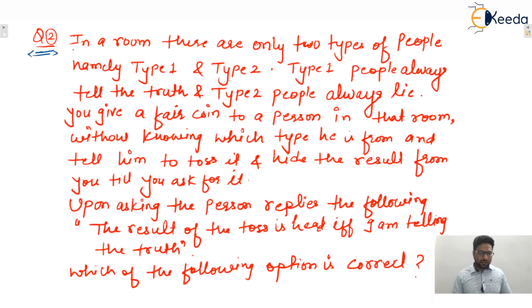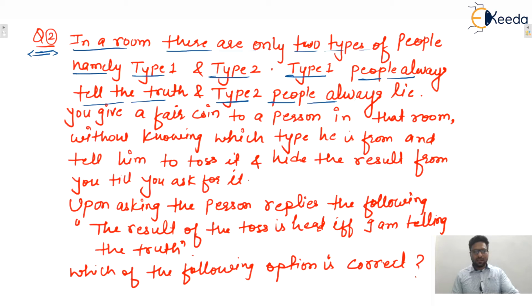So it is given that in a room, there are only two types of people, namely type 1 and type 2. Try to read it carefully, isn't it? This one is a very good question. Next one, type 1 people always tell the truth, and type 2 people always lie, isn't it?